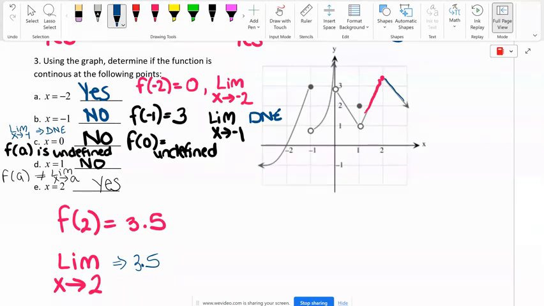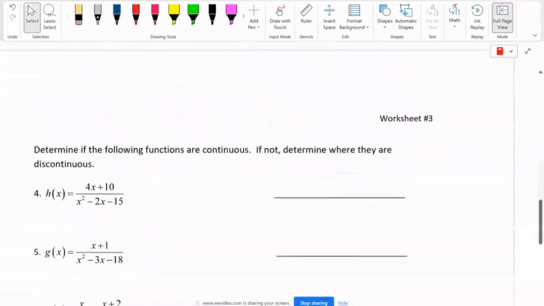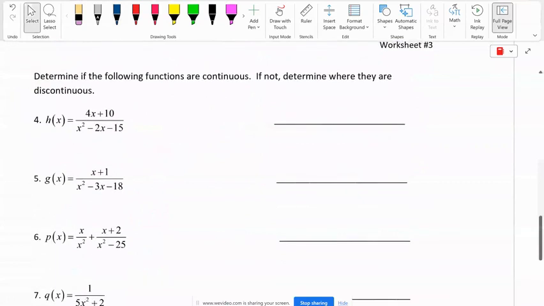All right, let's turn the page. Okay, no graph now. So we want to determine if the following functions are continuous. If not, determine where they are discontinuous. So we said a main reason for a function to be not continuous is if at the point it is what? Undefined, right? If it's undefined. Well, when is a fraction undefined? When the denominator is equal to 0. That's what we do with the algebra problems.